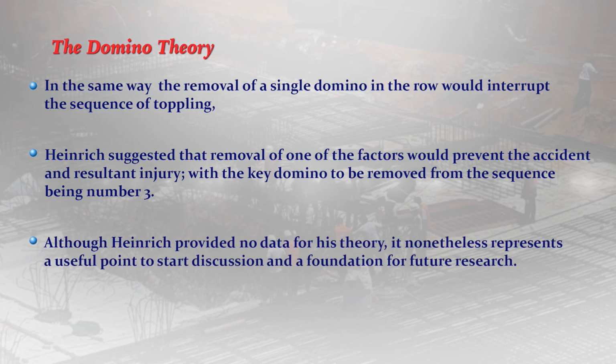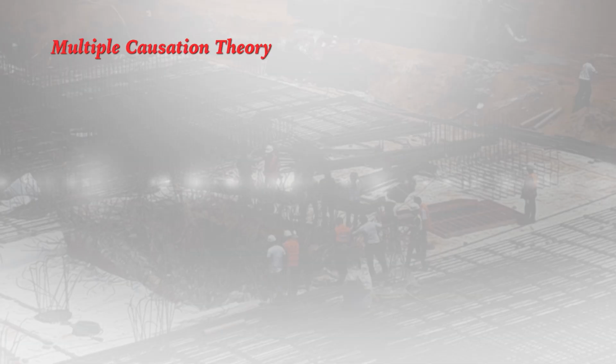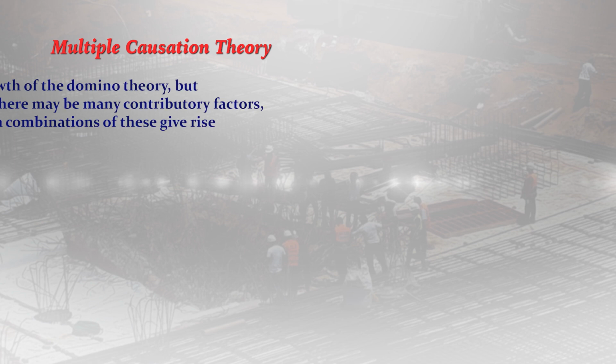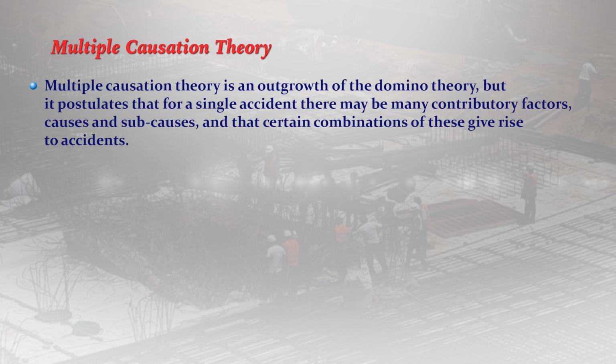Although Heinrich provided no data for his theory, it nonetheless represents a useful point to start discussion and a foundation for future research. So it means his work was very important, and based on his work there was a lot of research and many theories of accident causation. Now we move to the second theory, that is the multiple causation theory. The multiple causation theory is an outgrowth of the domino theory. As I told you, based on the domino theory, a lot of research was done.